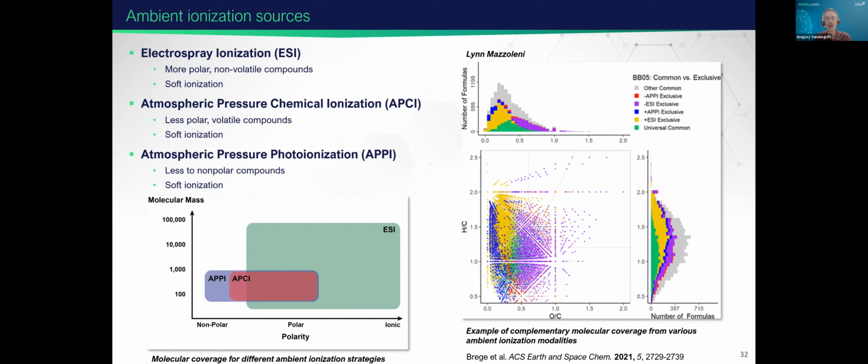And an example of why this might be helpful for atmospheric research, here's a paper from Lynn Mazzolini's group that worked with us in the past, showing that for a particular aerosol sample, they generated a composite data set using APPI and electrospray ionization across different ionization modes. And the different colors here correspond to different unique molecular formulae that were detected with different ionization sources. So again, depending on your research question, we might use a specific source as the first line, but because we have all these different availabilities, we can generate a more comprehensive data set at the end of the road.